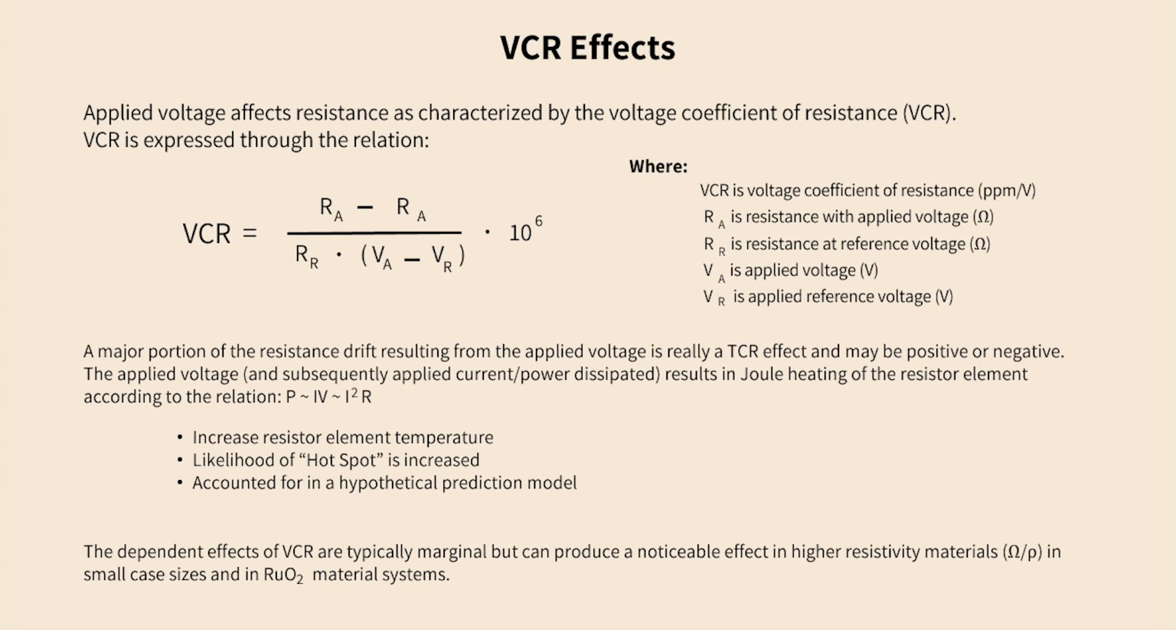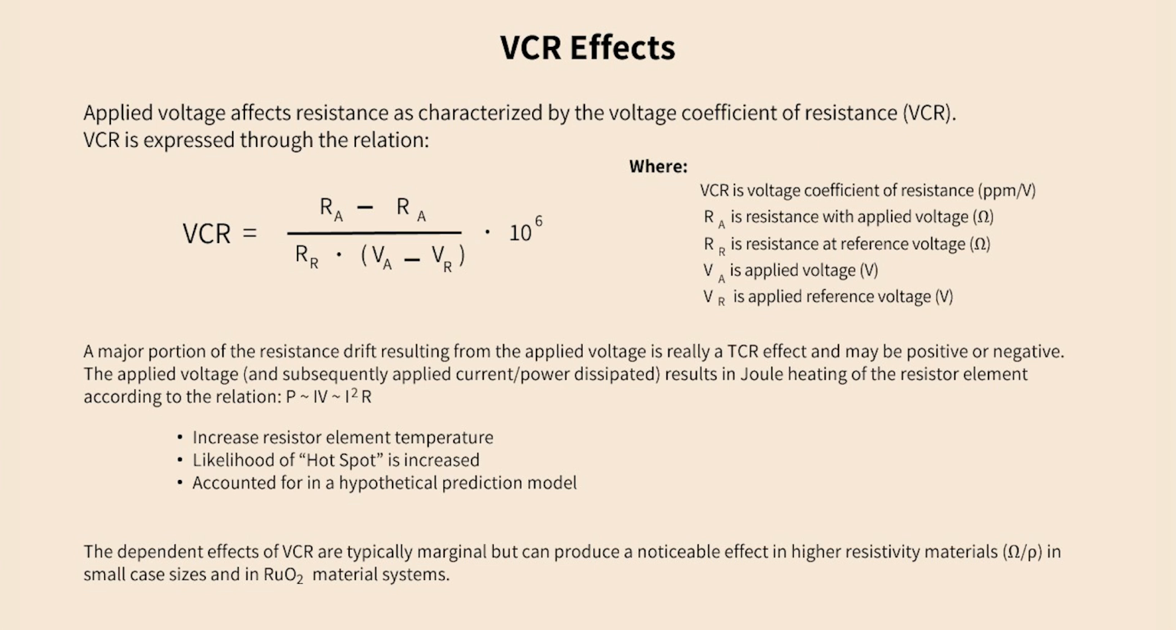This effect can amplify resistance drift, especially in material systems with higher resistivity, such as ruthenium oxide, or in smaller resistor sizes where heat dissipation is less efficient. A key aspect of VCR is its overlap with temperature coefficient of resistance effects, as heating from applied voltage can create localized hotspots within the resistor.